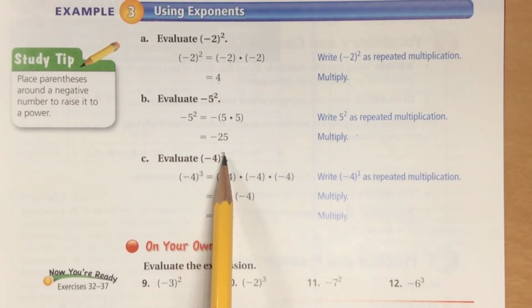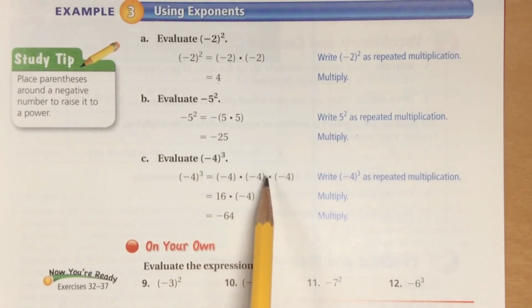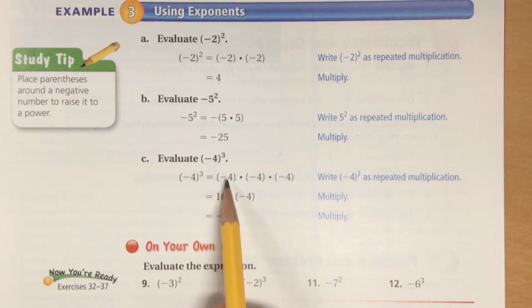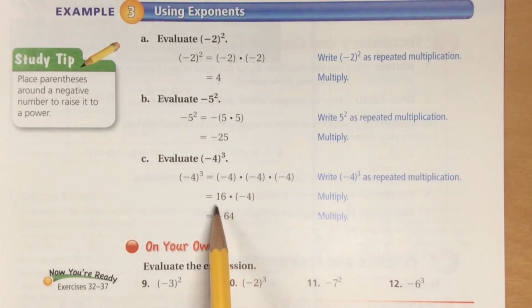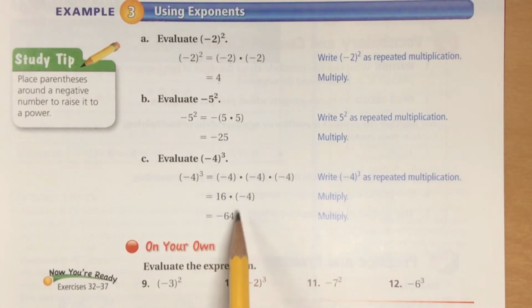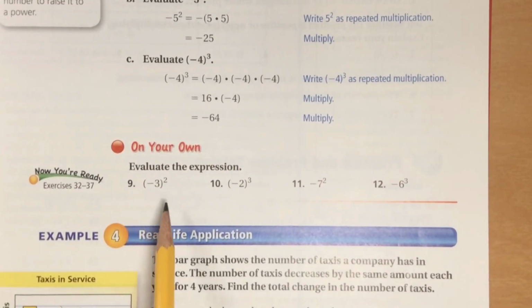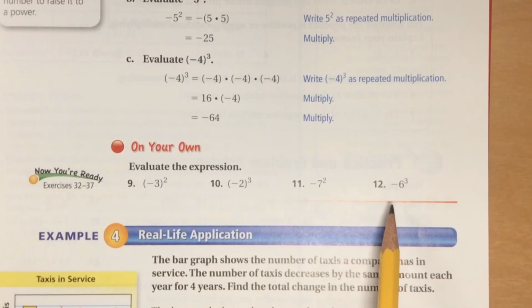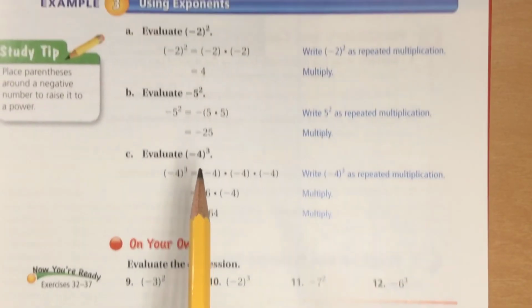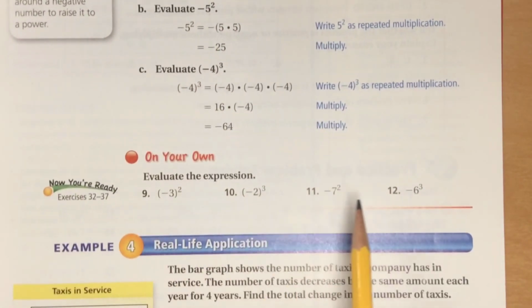Here we go to the third power. Well, it's in parentheses, so we write it in parentheses negative 4 times in parentheses negative 4 times in parentheses negative 4. And remember, we take these 2 at a time. Negative 4 times negative 4 is positive 16, same sign, positive. Then positive 16 times negative 4, negative 64, because different sign, negative. Well, here are some to try on your own, and you're going to pause this and try these on your own. Feel free to go back and revisit these examples while you do these problems.